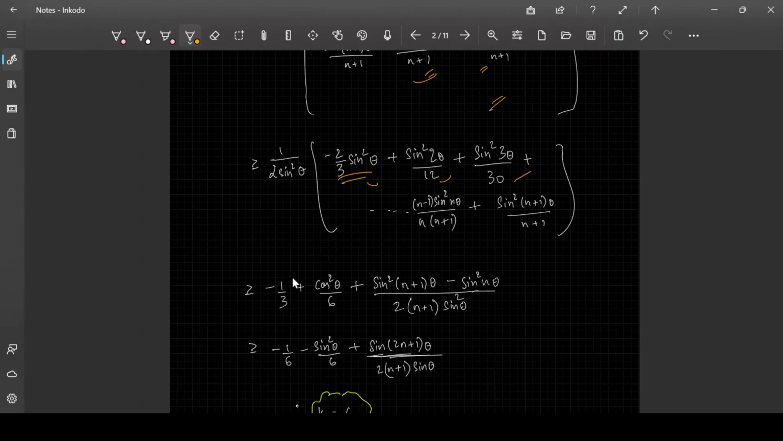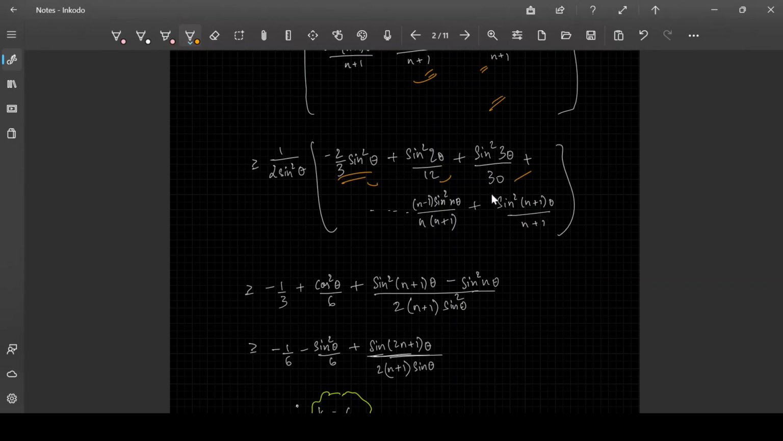So this is greater than or equal to minus 1 by 3 plus cos square theta by 6 plus (sine square of (n plus 1) theta minus sine square n theta) divided by 2(n plus 1) sine square theta. First of all, just take sine square theta outside the bracket so that you can cancel up the terms. Sine square 2 theta is 4 sine square theta cos square theta. So you can cancel the sine square theta term, and the 2 gets cancelled twice of the 4, and the 6 gets cancelled, so you'll be remaining with cos square theta by 6. And the remaining part I'm giving as a task for you to solve, it's not that difficult, let me be honest. It's very easy.